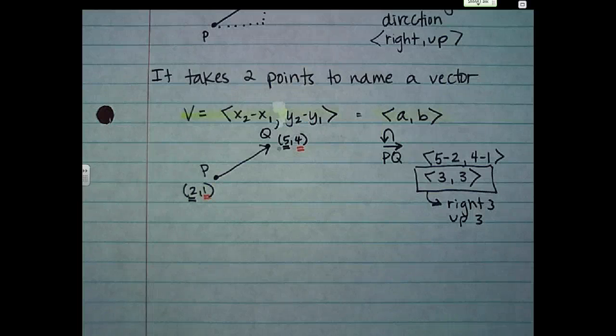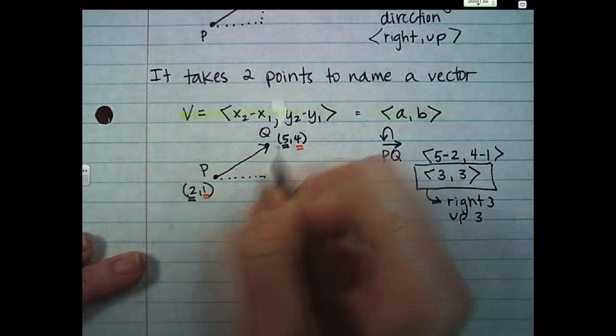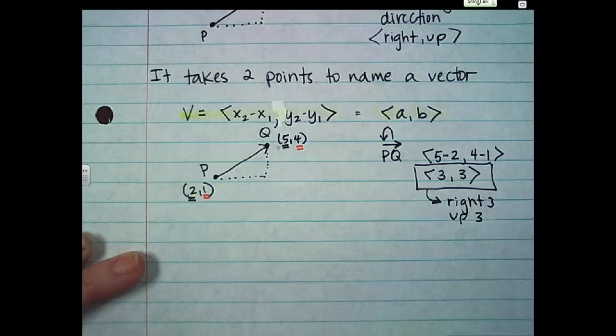Now, what I didn't say is how far the vector went, the magnitude of the vector, the length, and we'll study that in just a second. Okay? So if you get here, we went over 3 and we went up 3. That's how we got there.